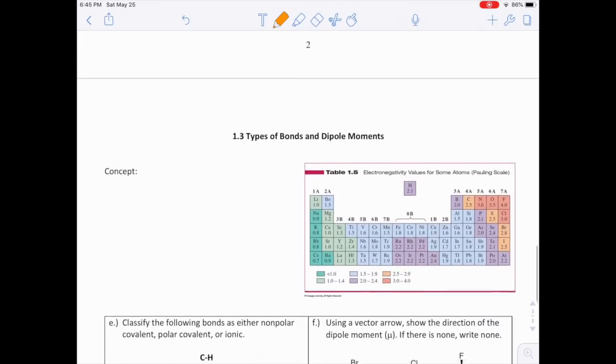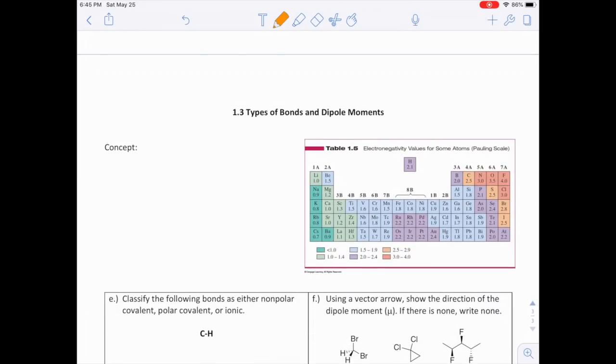Okay? So the next concept we're going to move on to is types of bonds and dipole moments. So we have this Pauling scale of electronegativity, and basically it's just showing us these arbitrary values that are assigned to different atoms. And the concept is that you want to take the electronegativity value of the high minus the electronegativity of the low, and that is the change in electronegativity, or the difference in electronegativity. And then there are certain cutoff values that we know for chemical bonds, and we can classify these chemical bonds based on the delta EN.